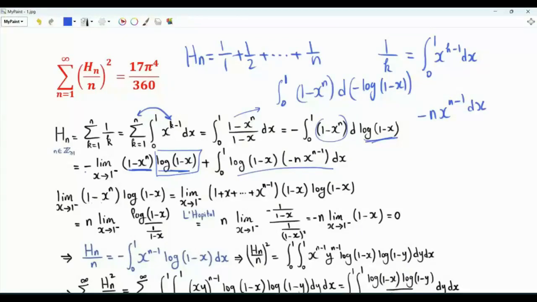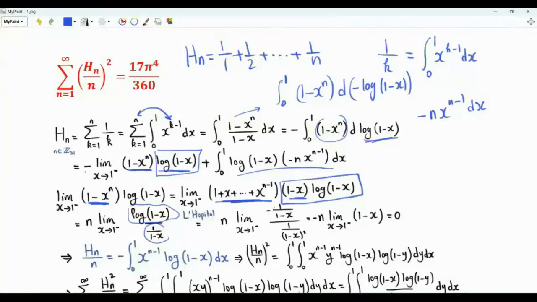Let's see how. Write 1 minus x to the power n as (1 minus x) times the series 1 plus x plus x squared all the way to x to the power n minus 1. If we put x equal to 1 here, there is no problem. We just get n. And let's rewrite the product of these two terms as log(1 minus x) over 1 over (1 minus x). The numerator tends to minus infinity as x tends to 1 from the left. The denominator tends to plus infinity as x tends to 1 from the left. We are in an infinity over infinity situation. We can apply L'Hopital's rule.